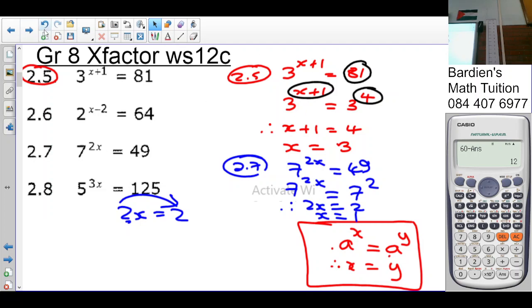Odd numbers for homework. I mean the even numbers.